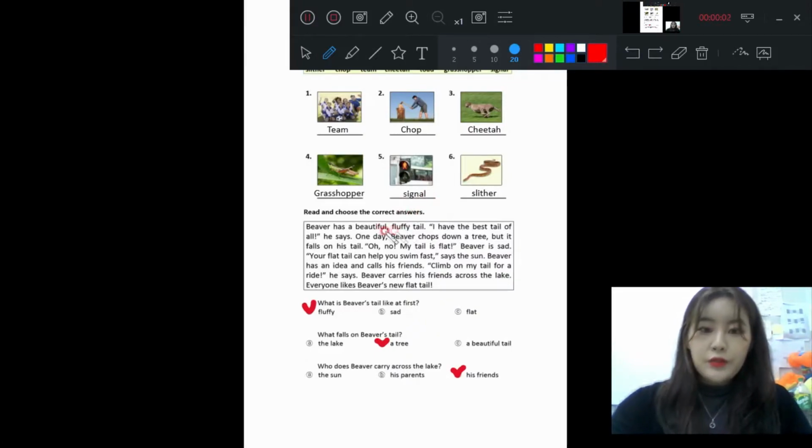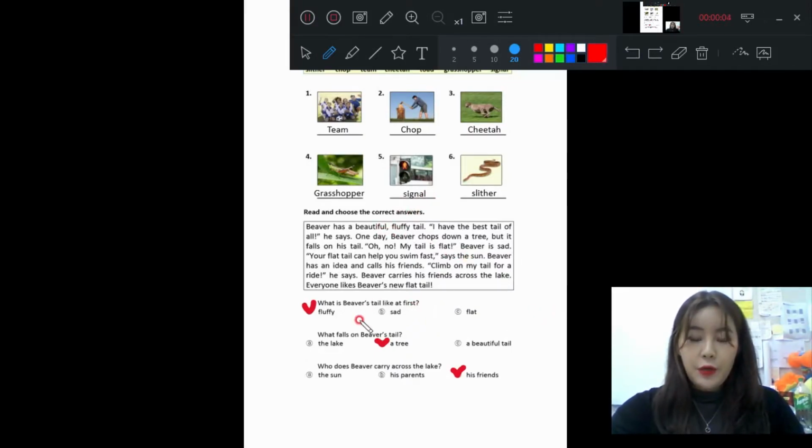Now we are going to read this passage. And 3 questions are following after this passage here. And I know that you guys already read this passage, and let's see how the answers go here, okay? So, the first question was, what is beaver's tail like at first? So this at first is the important part here, right?